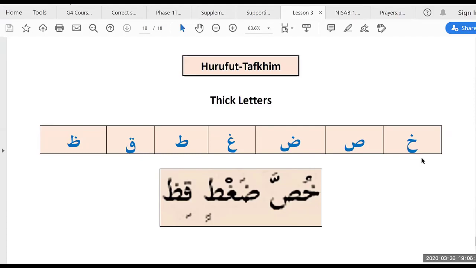Is this L230? Yes. Okay, L230. Can you please? L234. Okay, L234. Please go. Can you go through these 7 letters? If you can just read them. Dod, Dod, Ghain, Ta, Qaf, Qaf, Da. Okay, Qaf and Da.